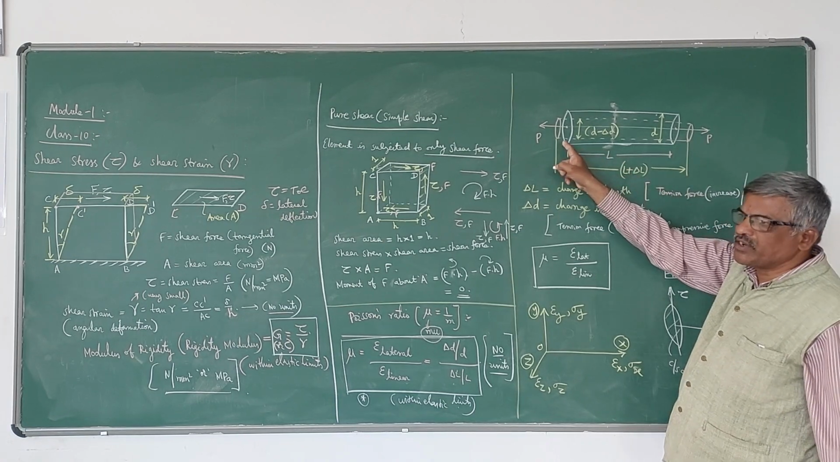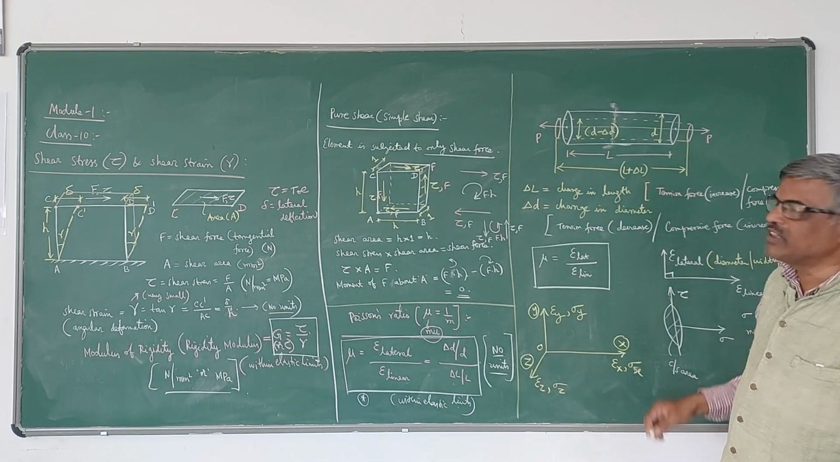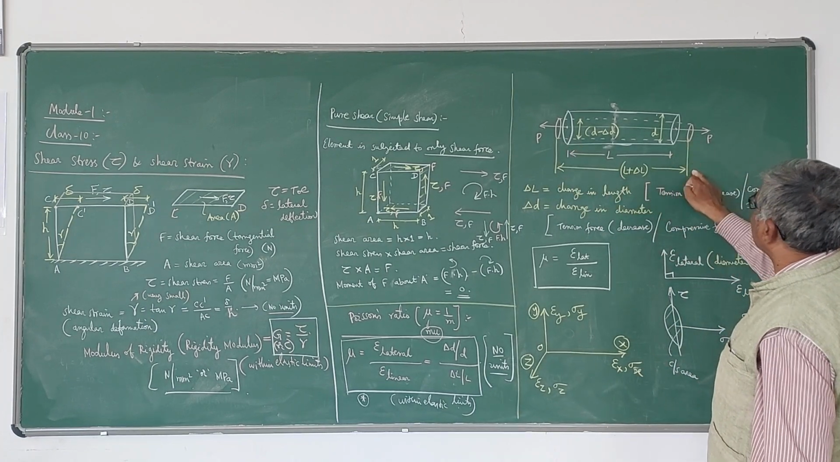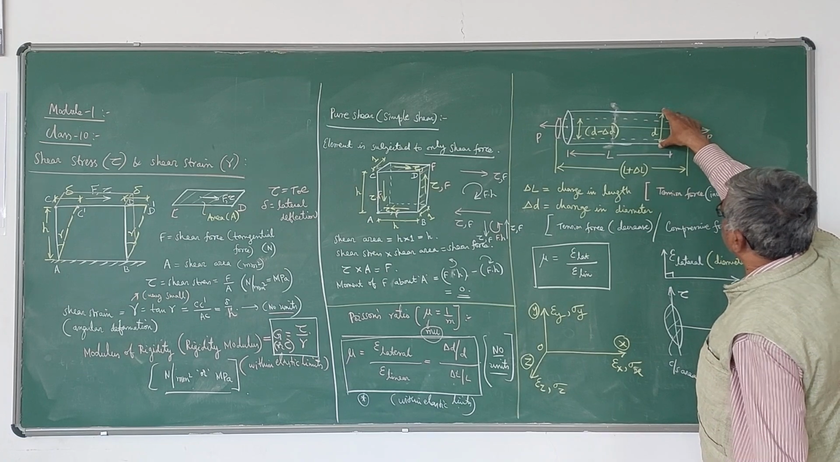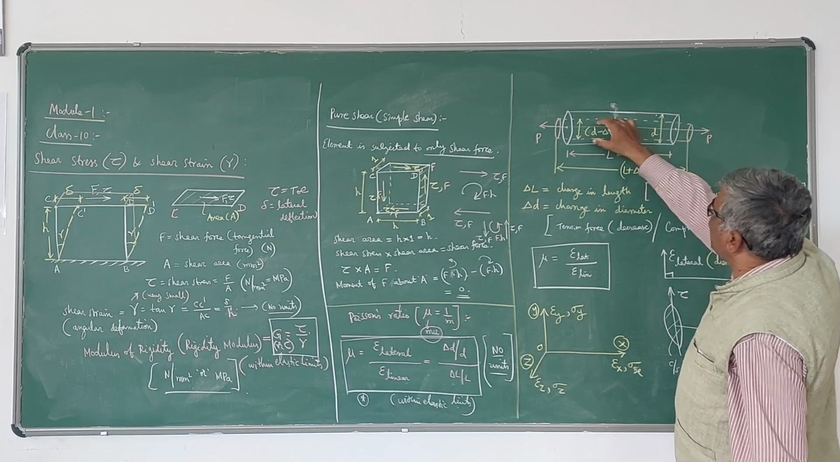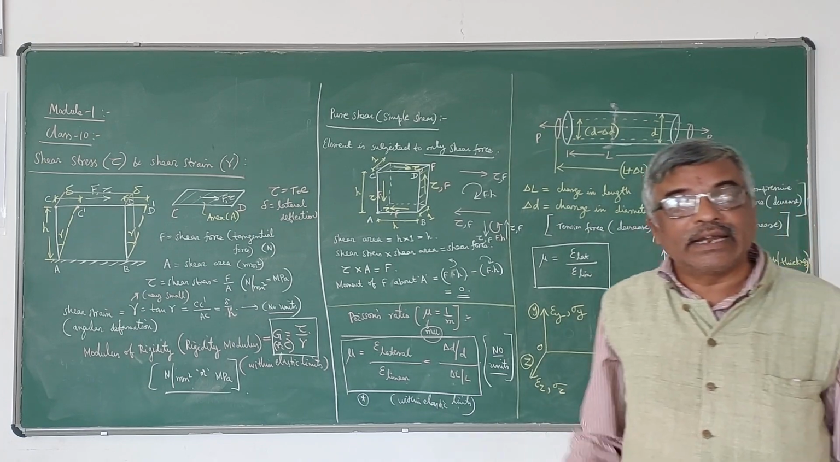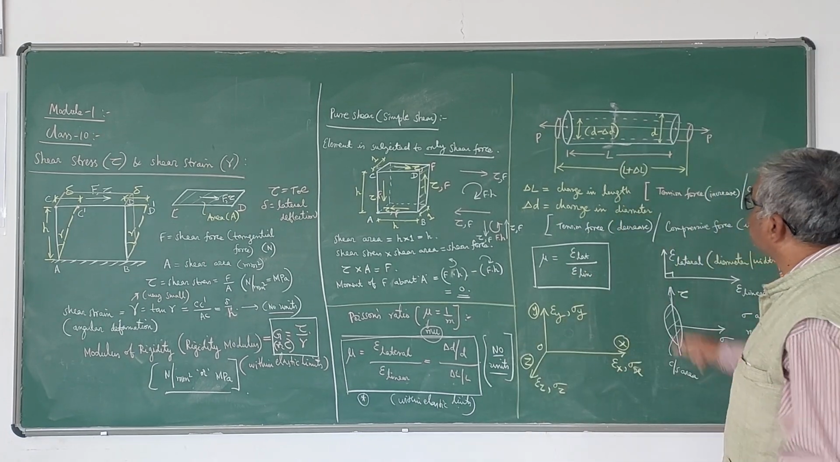Initial length I have taken as L. Since it is subjected to tension force, there is elongation, the length will increase. That new length I have taken as L plus delta L. Initial diameter I have taken as D. Then after elongation I have taken it as D minus delta D, because it has reduced. That's why I have used this minus sign.